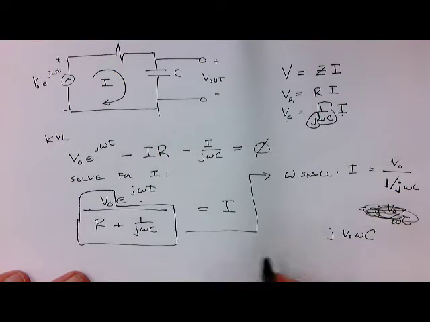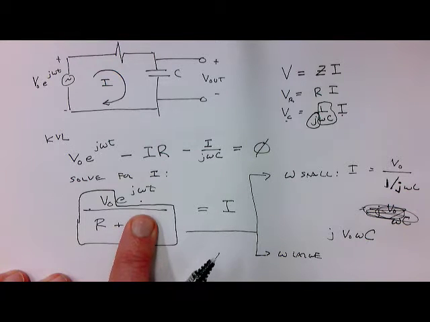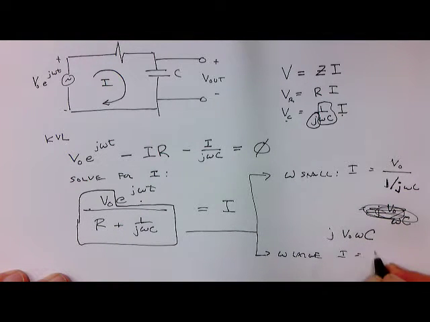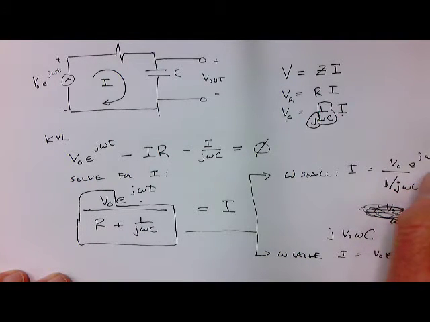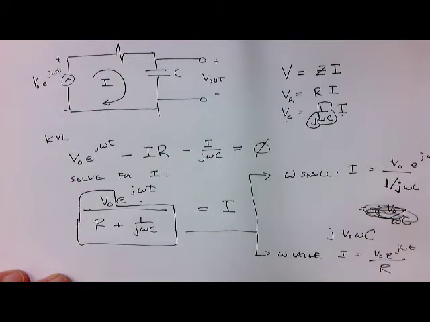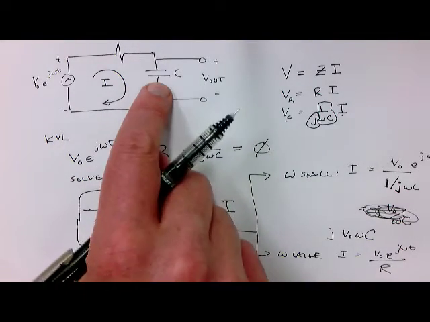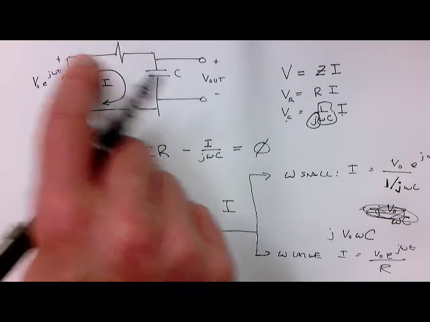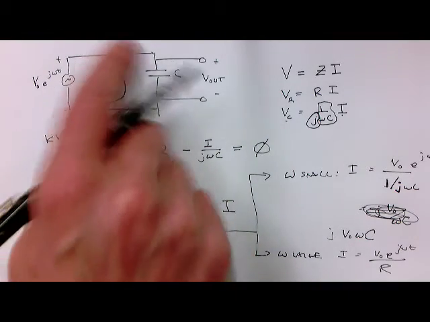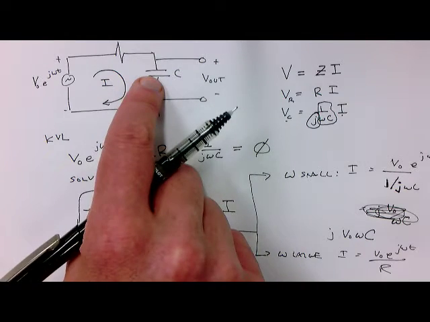What about when omega is large? Then R will dominate, and this will basically go away, and I'm going to get a current that's V naught e to the j omega t divided by R. So it's just going to look like a resistor. At large values of omega, this capacitor is basically just a short, as we talked about earlier. At low values of omega, this resistance is relatively unimportant, and most of the voltage drop will be across this capacitor.